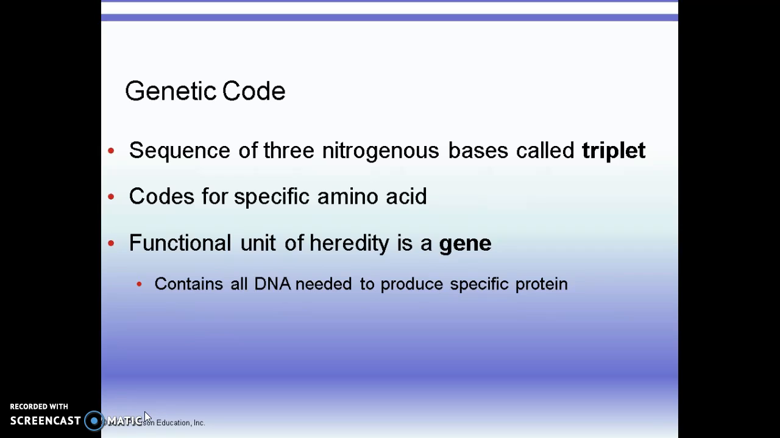3 bases is called a triplet. And this set of 3 bases, this triplet, is the information for a specific amino acid. You've probably heard of a gene. It's the functional unit of heredity, and it's the DNA needed to produce a specific protein.